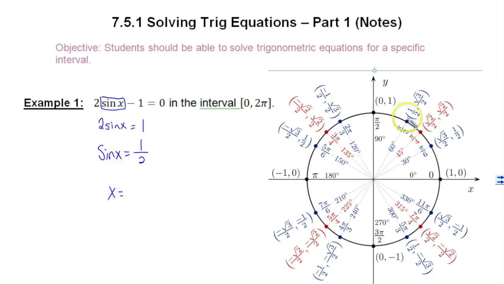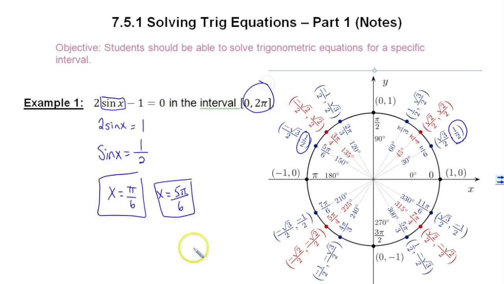Remember that x is the angle that gives me 1/2 for the y value. So where is that? Right here, and right here. In this case, I've got two answers, pi over 6 and 5 pi over 6. If this is your first time watching one of my videos, you're going to see that I have trouble with 5s for some reason. So these are my answers, two answers between 0 and 2 pi. All right, let's take a look at another one.